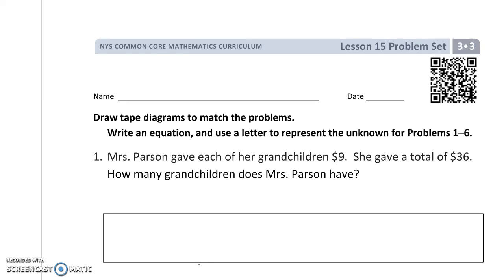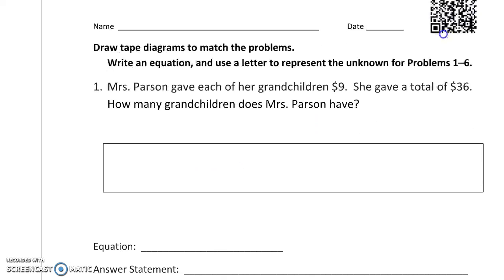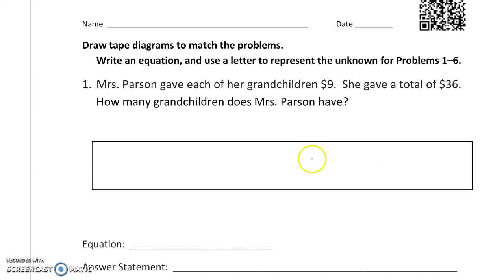All right. So we have Mrs. Parson. She gave each of her grandchildren $9. She gave a total of $36. How many grandchildren does Mrs. Parson have? All right, so they give us space for our answer statement and our equation. So let's go fill in our answer statement. Question was, how many grandchildren does Mrs. Parson have? She has blank grandchildren.